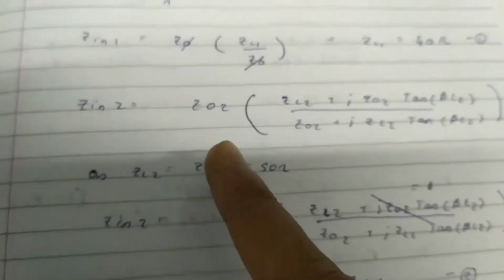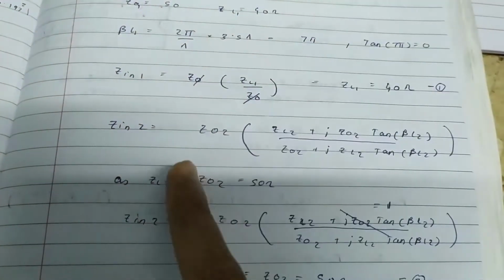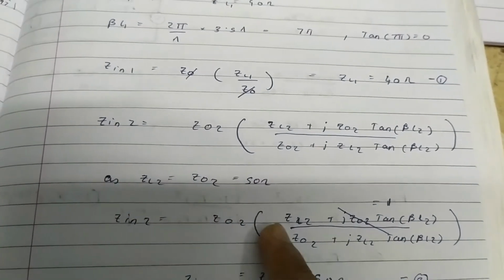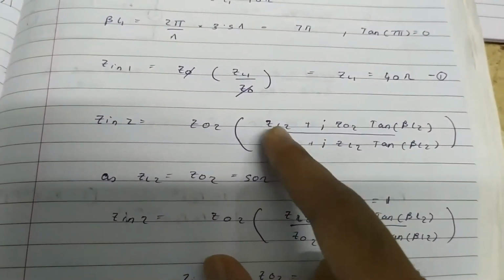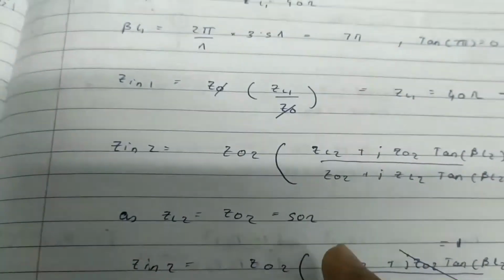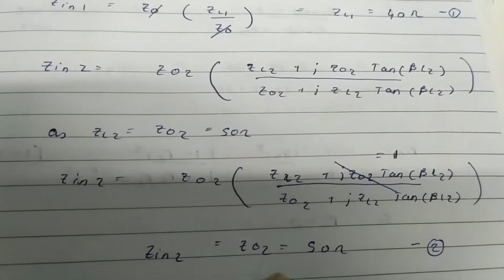Similarly, we have to find the Zn2, that is, transform the impedance and find how much impedance we are getting. So in this case, we have Zl2 and Z02 the same. So this and this are the same. So this will cancel obviously, and we are left with Zn2 equal to Z02, that is 50.